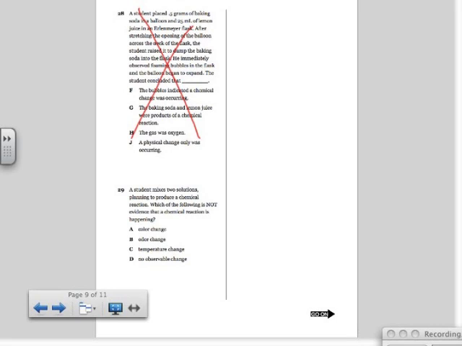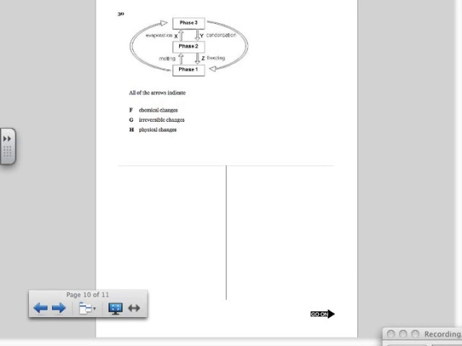Question 29, a student mixes two solutions, planning to produce a chemical reaction. Which of the following is not evidence that a chemical reaction is happening? I think this is a repeated question, but still, let's go ahead and go over it. A, color change, B, an odor change, C, a temperature change, D, no observable change. That was our answer because all the others show a chemical reaction. Okay, next question.